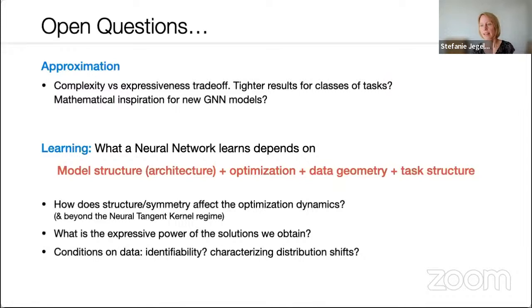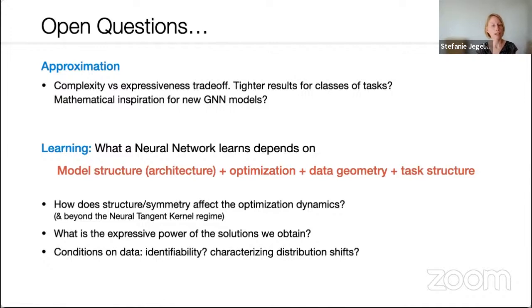So with that, let me just, in the last minute, pop up some open questions, and let me focus on maybe the most challenging one. It is to understand what a neural network learns, which depends on the structure of the model, the invariances, the architecture, the optimization process, and the data geometry, all of this. And to understand the interplay of all of them is very challenging.